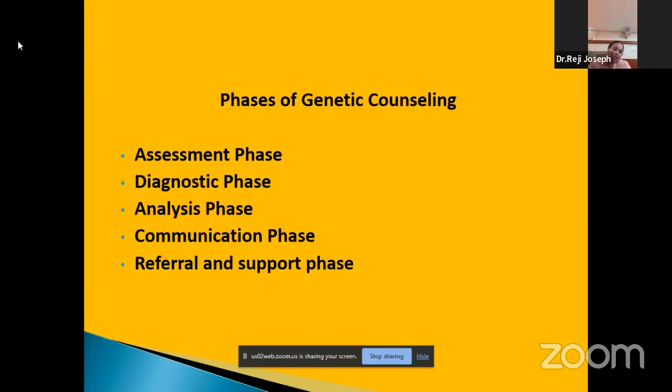Now coming to the phases of genetic counseling. What are the phases of genetic counseling? First is the assessment phase. Second is the diagnostic phase. Third is the analysis phase, then the communication phase, and the referral and support phase. Coming to the assessment phase. Next slide, please.